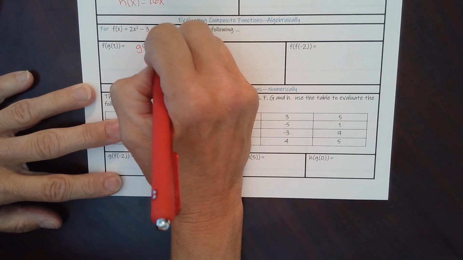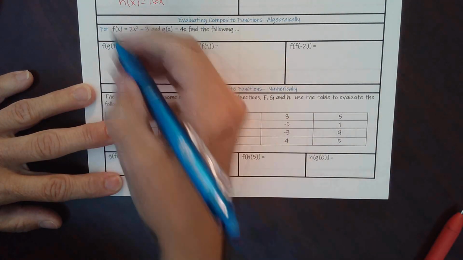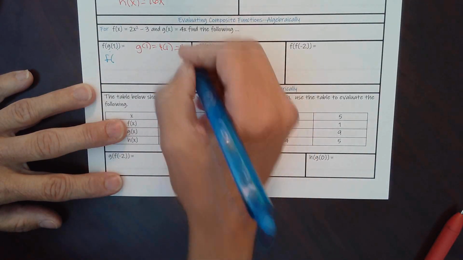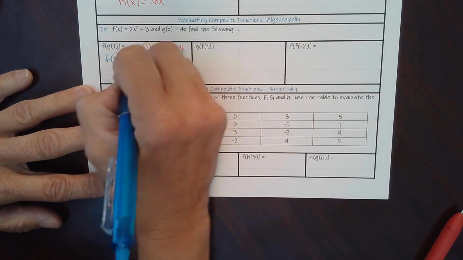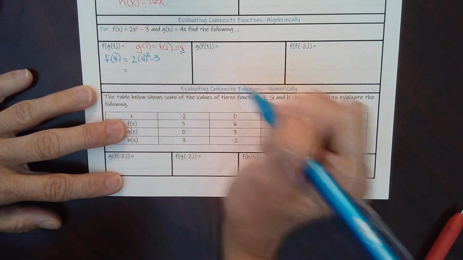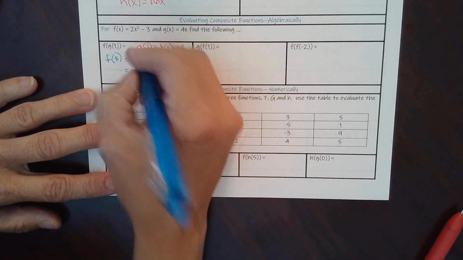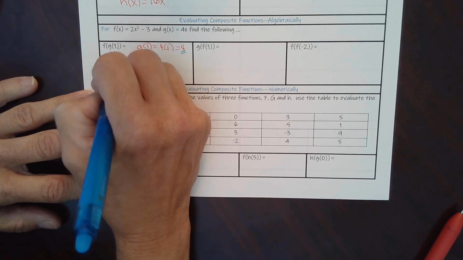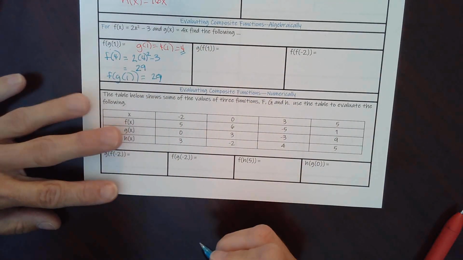g of 1 would be 4 times 1, which equals 4. So now we want to find f of what g of 1 was. We found g of 1 to be 4. So f of 4 will equal 2 times 4 squared minus 3. 4 squared is 16. 16 times 2 is 32. And 32 minus 3 is 29. So f of g of 1 equals 29.